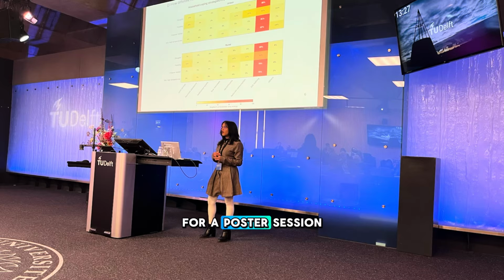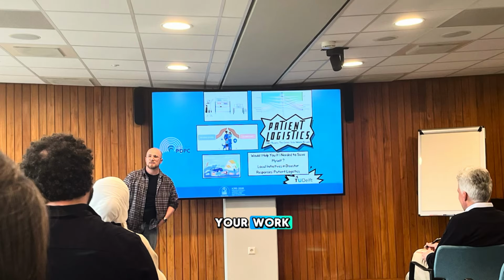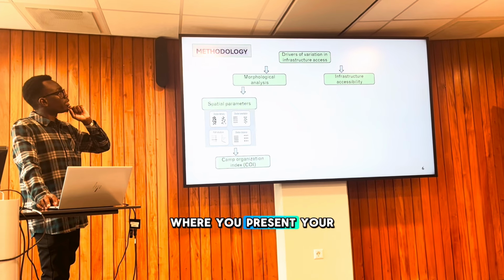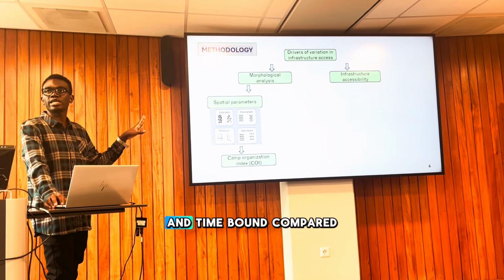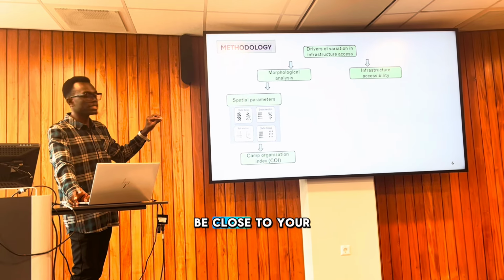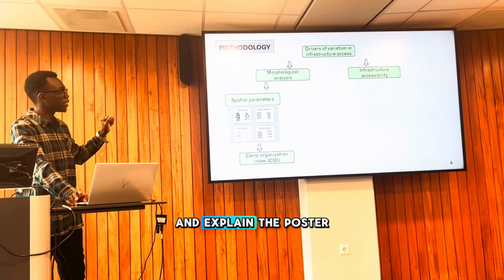If you're accepted for a poster session, then you will need to represent your research in the form of a visual, and on the day of the conference, you will have to stand in front of your poster and explain to anyone who comes to you to know more about your work. And if you're accepted for an oral presentation, then you'll be given a slot of about 15 to 20 minutes where you present your research and have some Q&As. This is more formal and time-bound compared to the poster session, where you need to be close to your poster all the time. When you see someone coming around the poster, you need to go and explain the poster to them.